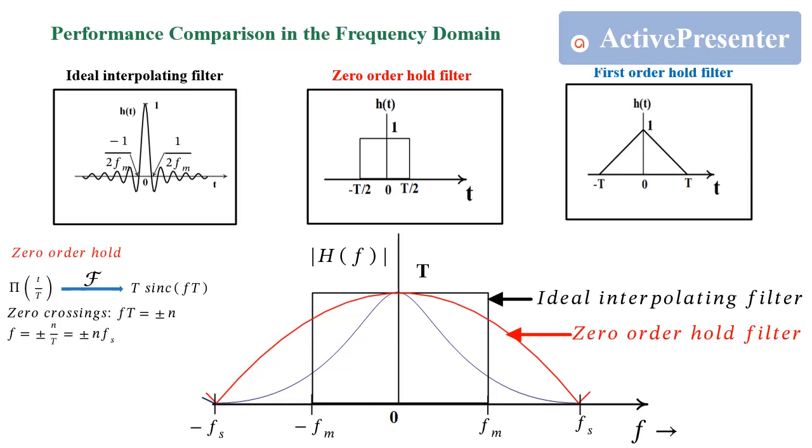From the main lobe of this transfer function, it can be observed that it has a cutoff frequency of fs hertz, and this filter doesn't fulfill the required sharp cutoff at fm hertz. And that's the reason behind the rough approximation of the reconstructed signal. Let's also compare this result with the first order Hold filter.